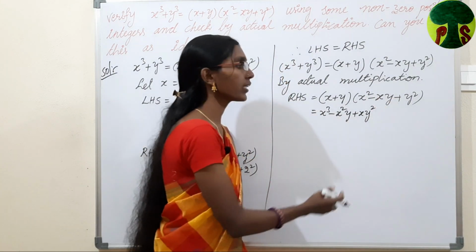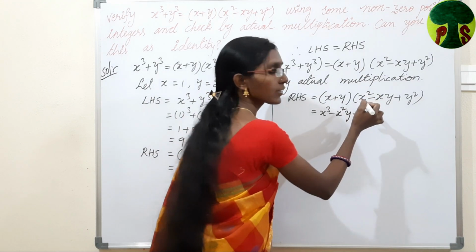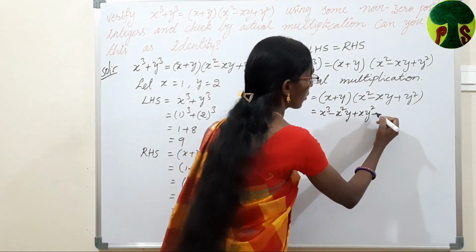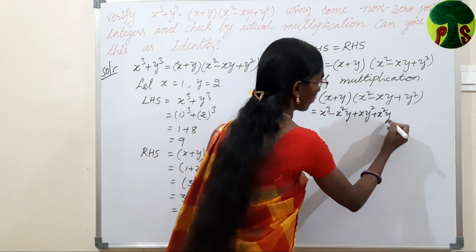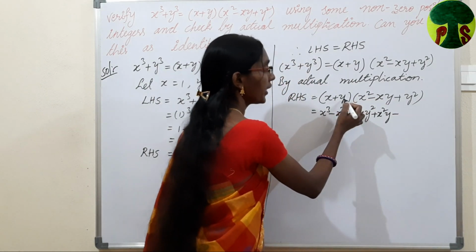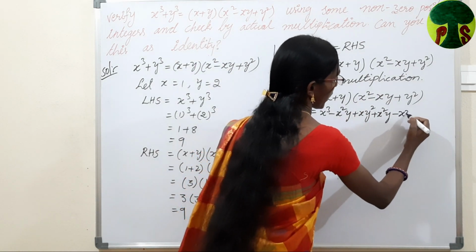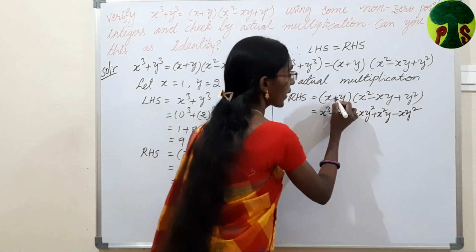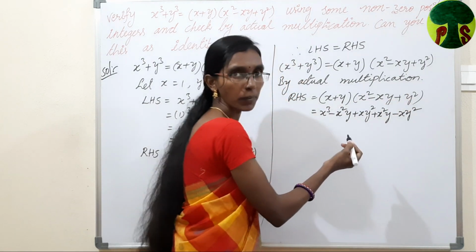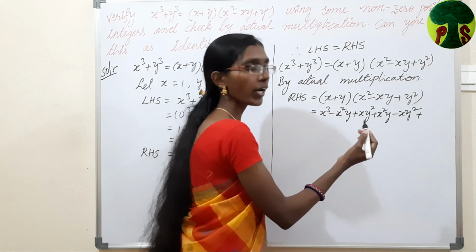Now we have to multiply this total expression by y. y into x² is plus x²y, y into minus xy is minus xy², and y into y² is y³.